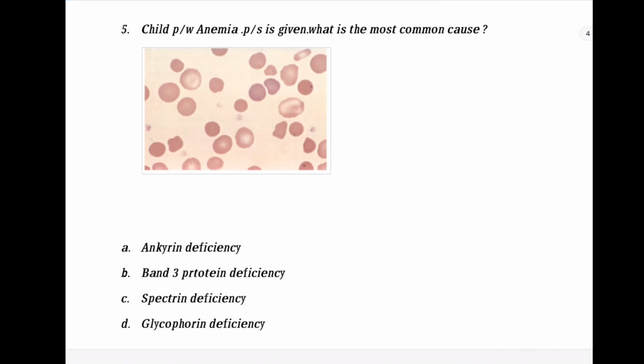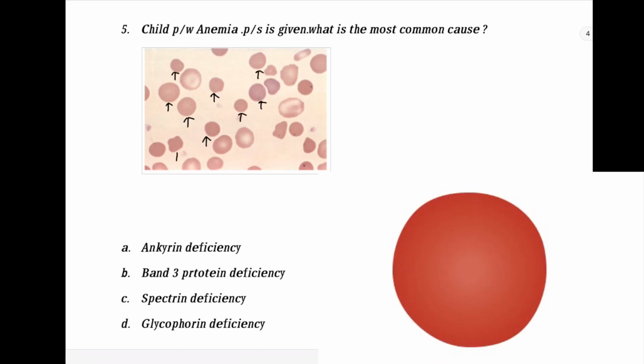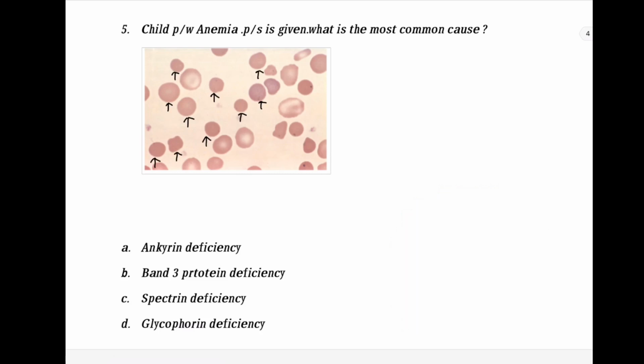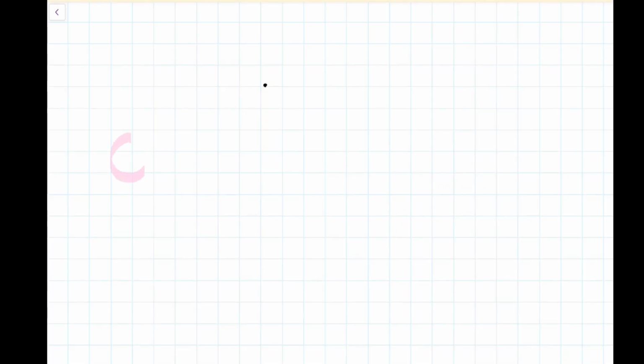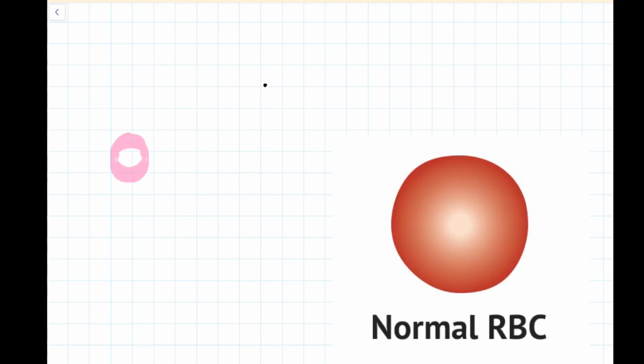In this picture, we are able to identify that there are lots of RBC, and these RBC have no central pallor. Normally in a normal peripheral smear, I have to have 1/3 central pallor in that RBC. So this is a normal RBC. It has 1/3 central pallor. This is a normal RBC.